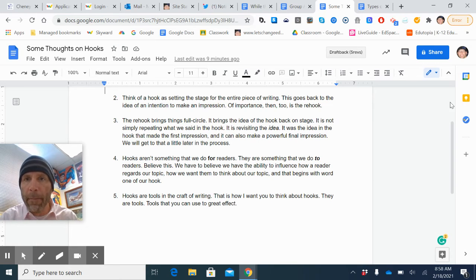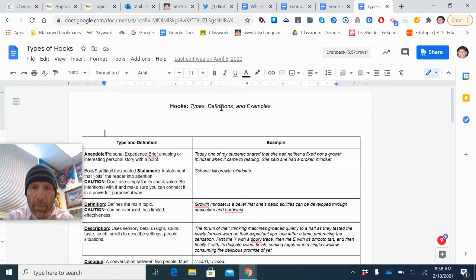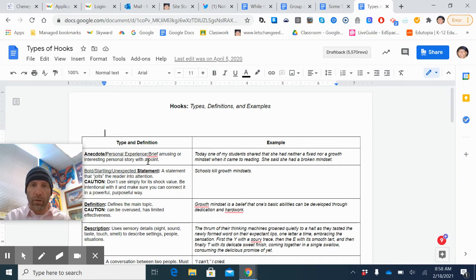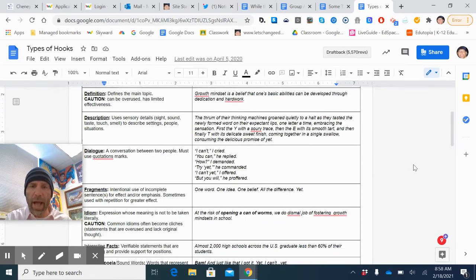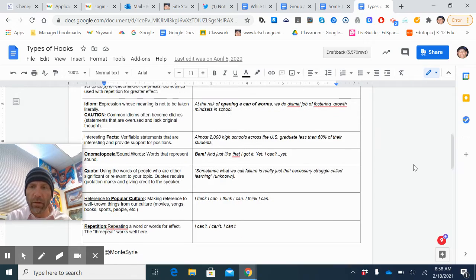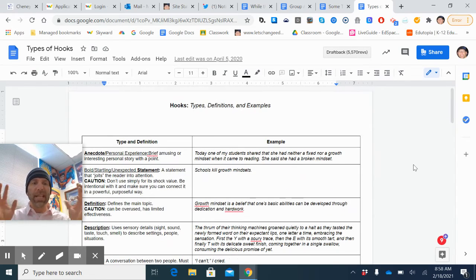Really quickly here, I'm going to reference the hook types and definitions. Basically, what I did is I compiled 18 different hooks. The types, I gave a brief definition, and I also tried to provide an example. And what I'm hoping that you're discovering is that hooks don't have to be just a single sentence. Sometimes a hook can be an entire paragraph. It just depends on what you're doing and what you're trying to do.